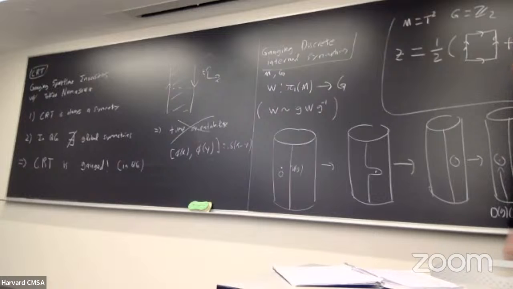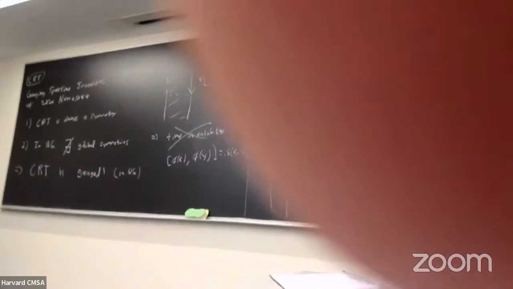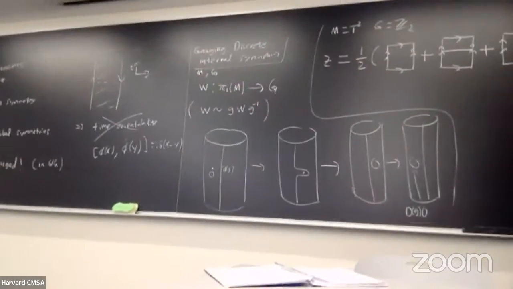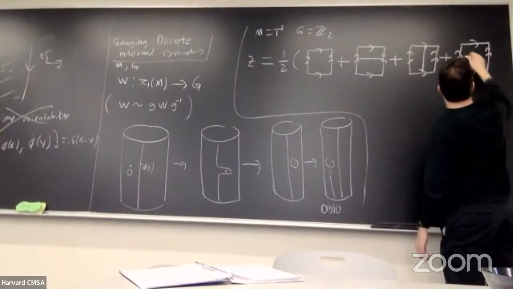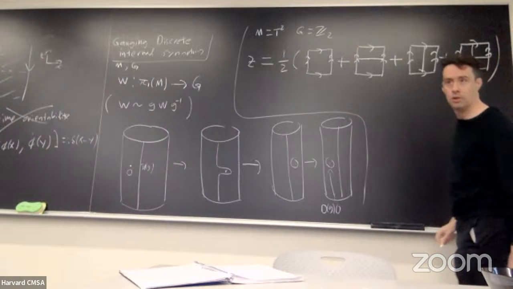Now let's be clear. There's a term with a holonomy in the time direction. So then what I'm drawing here is U of g. So this is a term with holonomy in the time direction, but not the space direction. There's a term with holonomy in the space direction, but not the time direction. And then finally, there's a term with holonomy in both.